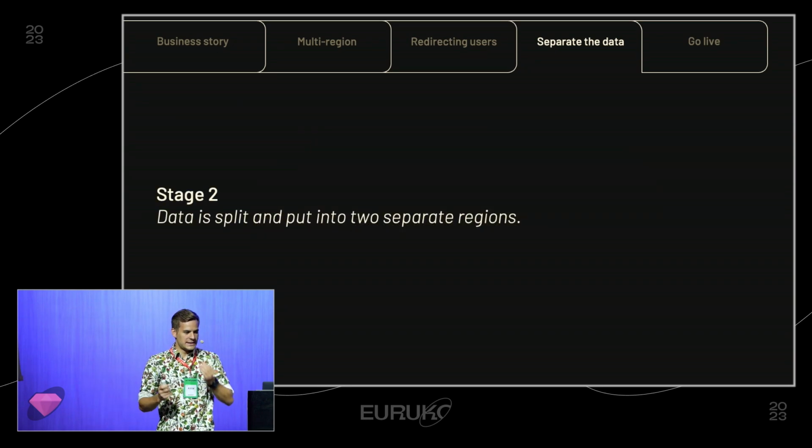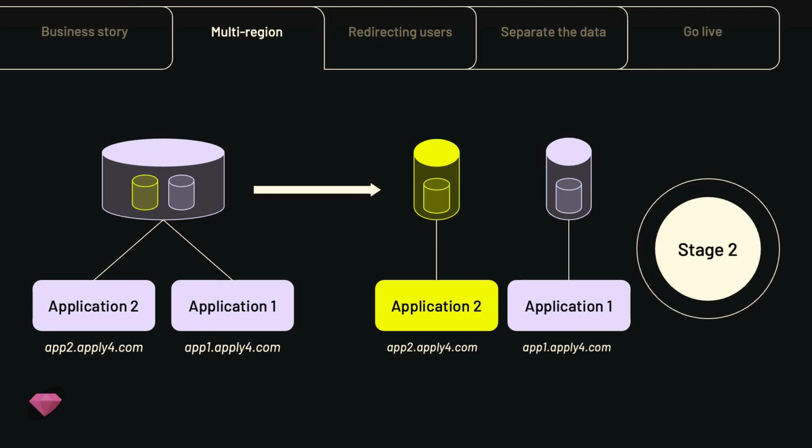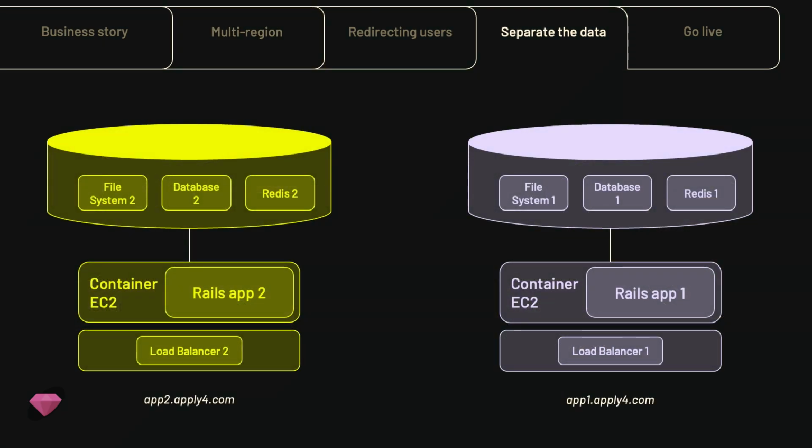So in stage two, what we want to end up with is to take that setup with two applications and move it alongside the data to two separate regions. As you can see, we actually haven't moved the application to another region yet. We split the applications, but we kept everything in the UK. So things were as they were. In this case, we want to move everything to the new setup. And when I say everything, that means everything.